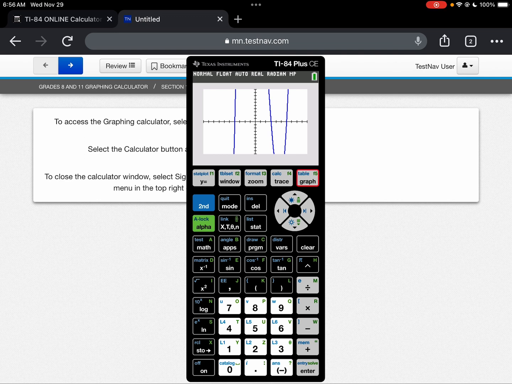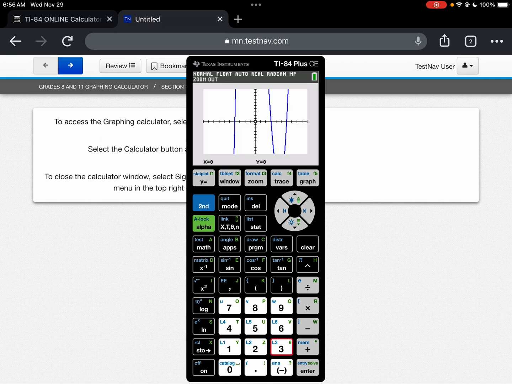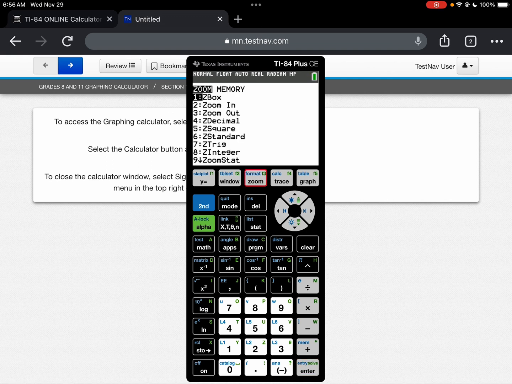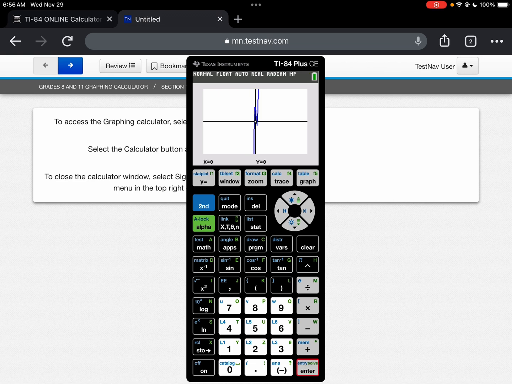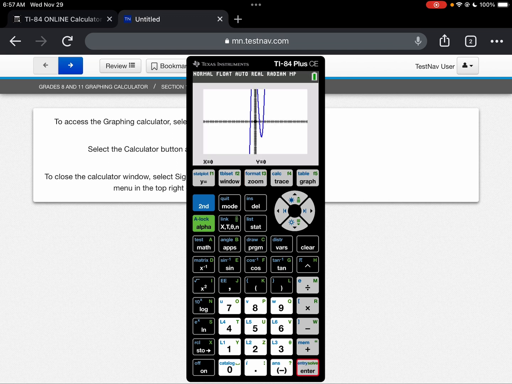In order to zoom out, you can go over here and mess with your windows. Your X-min and your X-max will change your X values, your X-axis. You can make it bigger or smaller. Your Y-min and your Y-max changes the Y values. Or you can just go over to zoom, and number 3 says zoom out, and then you just press enter and it zooms out for you. If you want to zoom out again, you go zoom 3. Press enter, it zooms out. So that's maybe a little too much to zoom out. So if I go back, I can zoom in by hitting zoom 2 and pressing enter, and it zooms in a little bit.